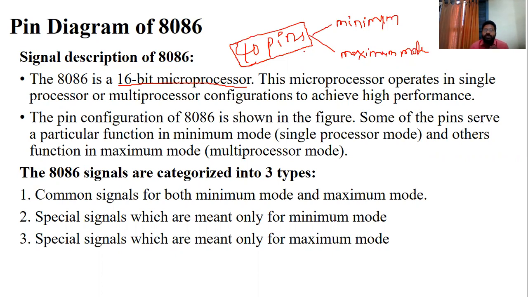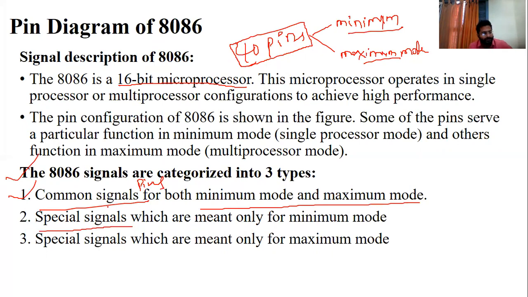How can we use this? For simplicity, we are dividing these 40 pins into three different categories. The first is the common pins, which are used in both minimum and maximum modes. The next category is the special pins that can be used only for minimum mode. At the same time, there are pins that are used only in maximum mode.